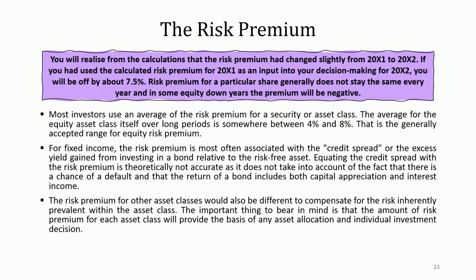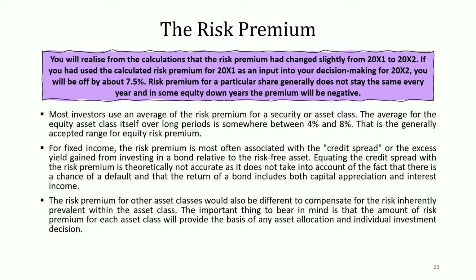You will realize from the calculations that the risk premium had changed slightly from 20/1 to 20/2. If you had used the calculated risk premium for 20/1 as an input into your decision making for 20/2, you will be off by about 7.5%.